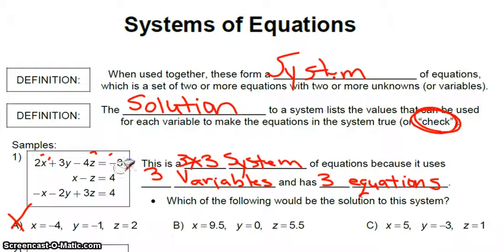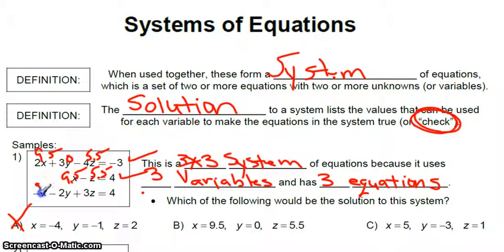Alright, let's look at answer choice B. This time I have 9.5 for X, 0 for Y, and 5.5 for Z. So 2 times 9.5 is 19 plus 0 minus 4 times 5.5, which is 22. That equals -3. So now I'm going to check the next one. I have 9.5 minus 5.5. That equals 4. So that's true. And then I'm going to check the last one.